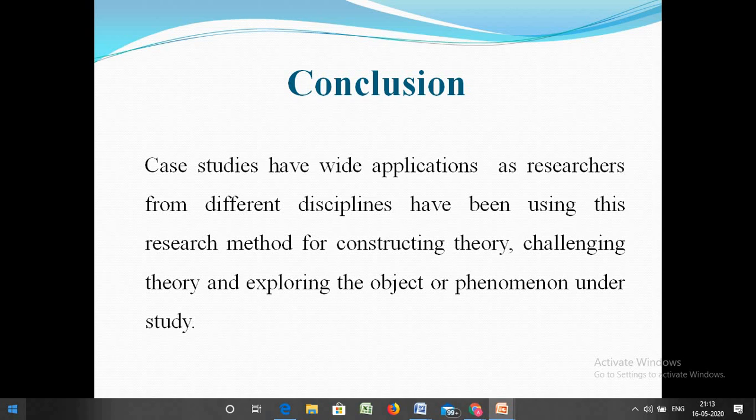So researchers from different disciplines can use the case study method to construct a theory, to produce a new theory, or to discuss the theory, or sometimes challenge theory, explain a situation, provide a basis for applying solutions to situations, exploring as well as describing an object or phenomenon under study.